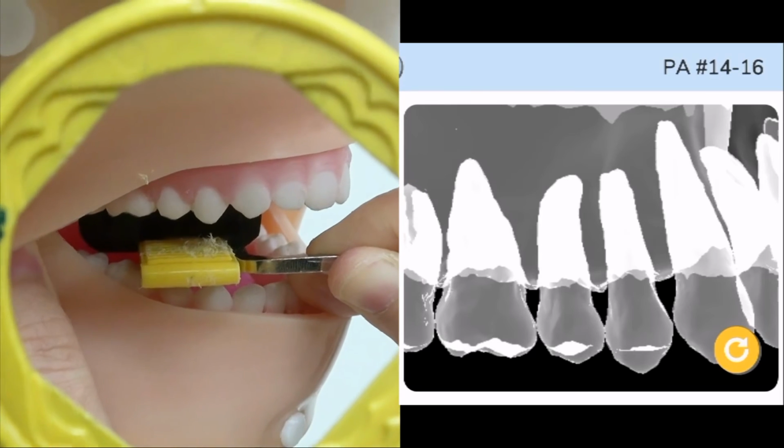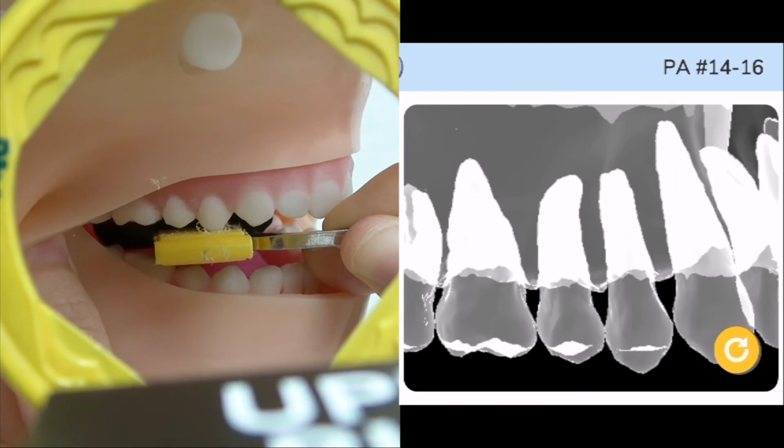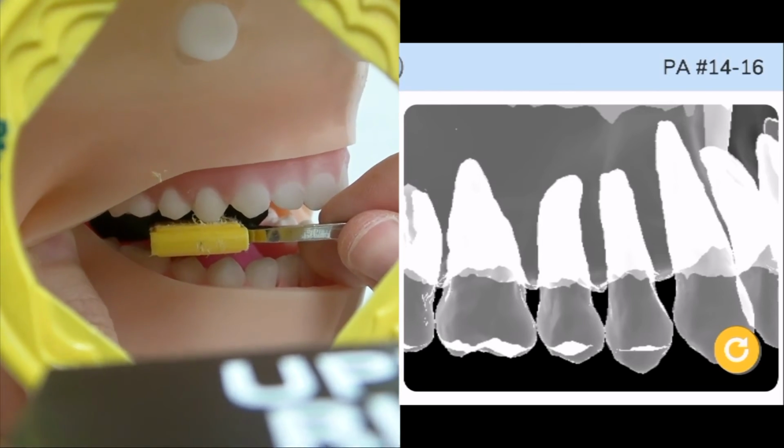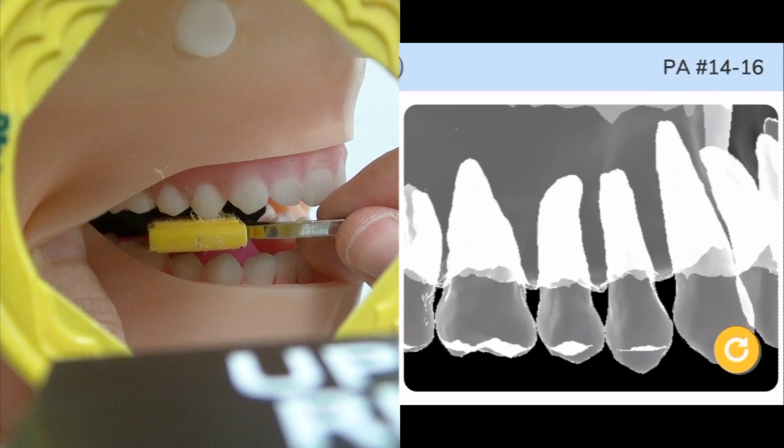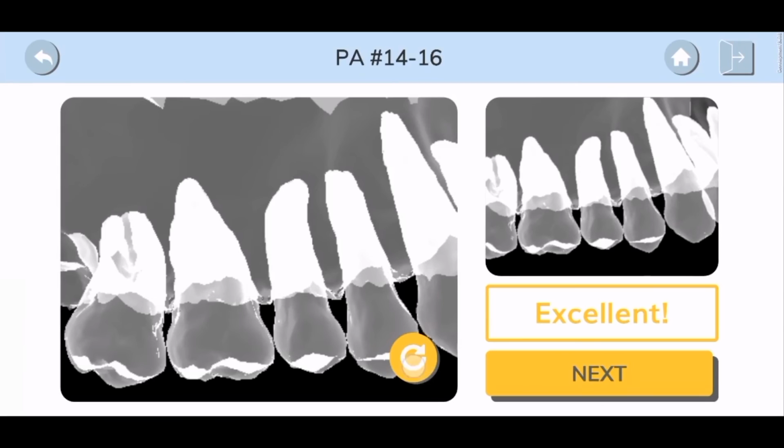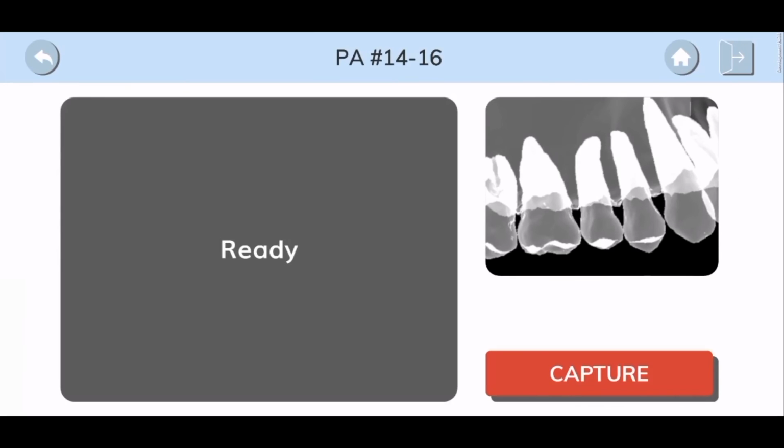Before moving on, try to relate the position of the holder in the mouth to the image that was captured. Think about whether the image is acceptable or how the image can be improved by changing the holder position. You may click on the refresh icon and reattempt as many times as you want.